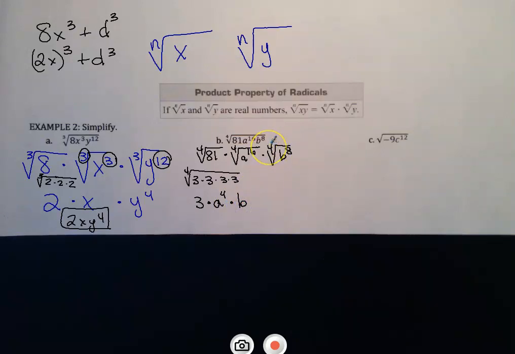8 divided by 4 is 2. They said A. I'm like, so 3a to the 4th b squared is the simplified one there. And then you still have to do that. Or did you still put the radical sign there? Or not? Because you already did it.